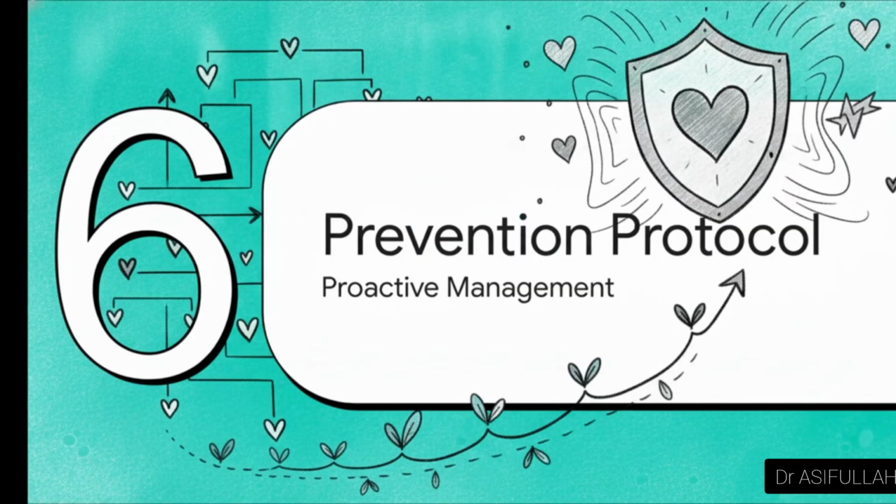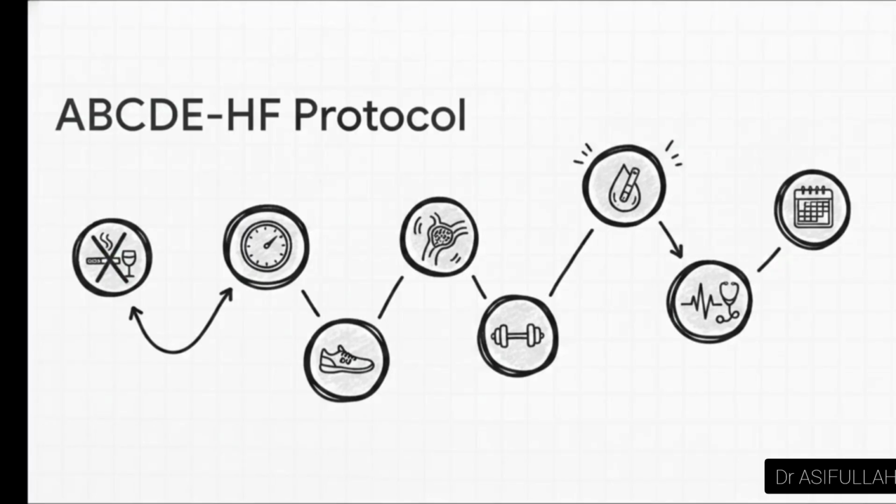Finally, Section 6, the prevention protocol. It's all about proactive management. We've covered the etiology and triage, but why this matters most is how we apply it to stop heart failure before it even starts. This is your ABCDHF protocol. It's your ultimate checklist for modifiable risk factors.